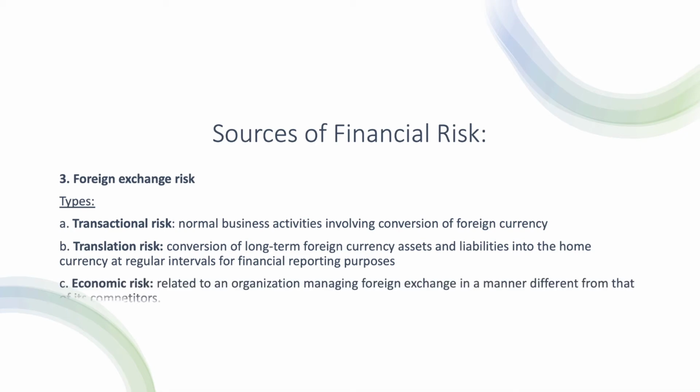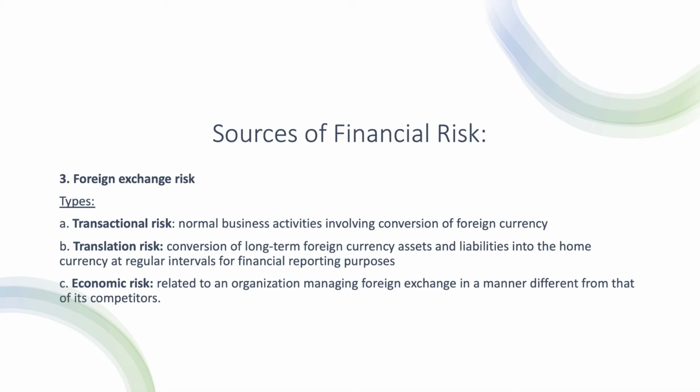Third is economic risk, related to an organization managing foreign exchange exposure in a manner different from that of its competitors. What does that mean? Even if an organization does not have any international business transactions, it may still be exposed to exchange rate risk because its domestic customers could switch to a foreign supplier if their product was cheaper.